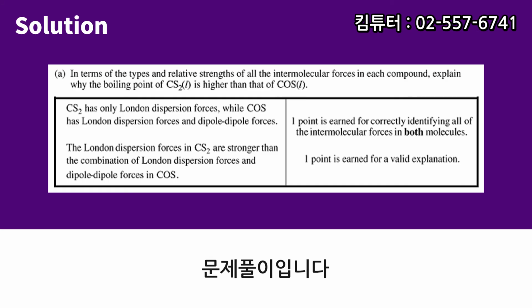CS2 has only London dispersion forces, or LDF, while COS has London dispersion forces and dipole-dipole forces. Because the LDF in CS2 are stronger than the combination of LDF and dipole-dipole forces in COS, we can reach this answer. And for part B, we simply have to use P equals nRT divided by V to find the pressure, which is 0.7 atm.